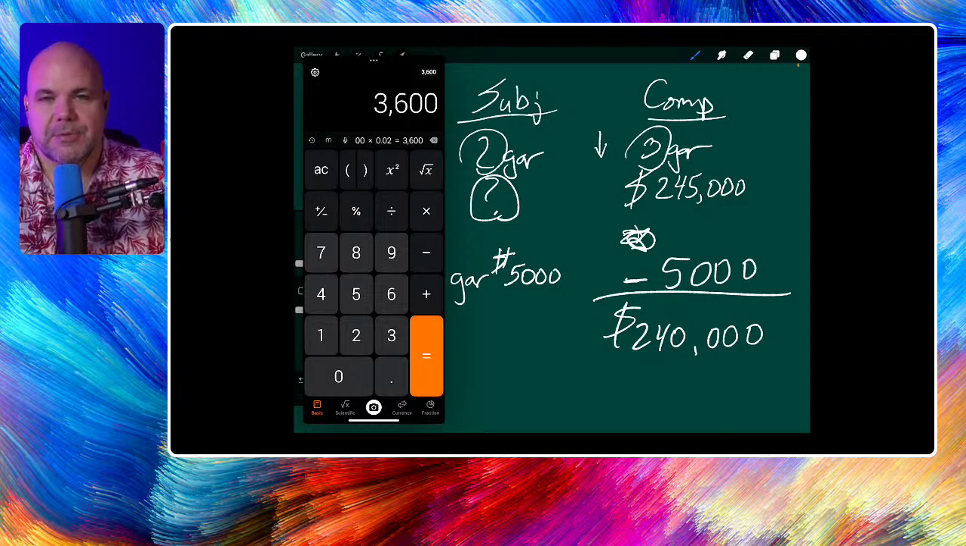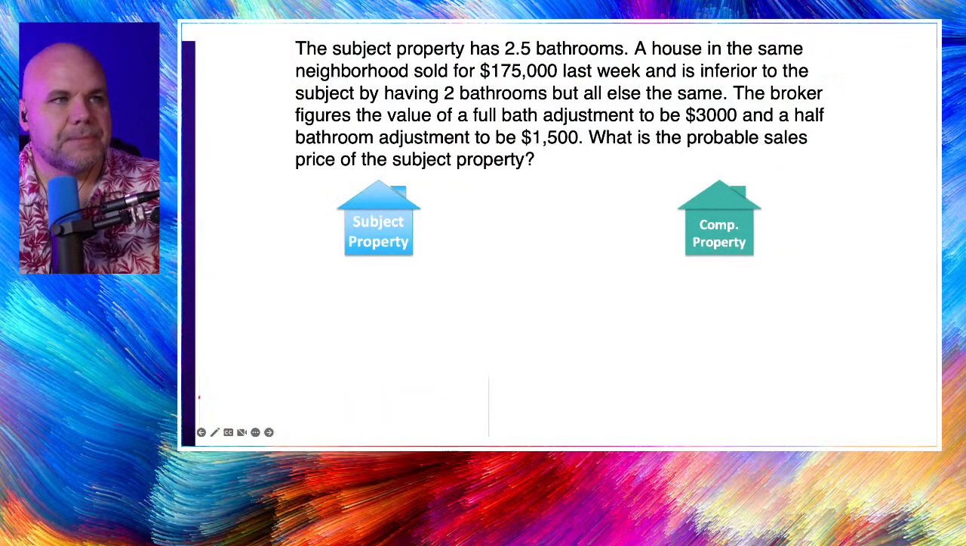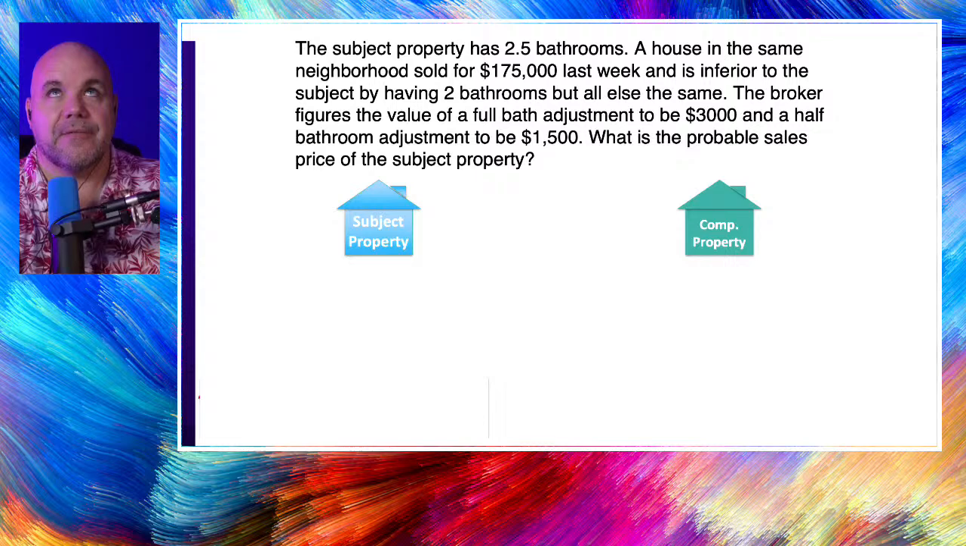Not bad. It's when there's a laundry list and it's not just the garage, but also a fireplace and a bathroom and a square footage. And that's what some of those problems in the back of the chapter bring up that I think get a little confusing. Let's look at this one. Subject property has 2.5 bathrooms. A house in the same neighborhood sold for $175,000 last week and is inferior to the subject because it has 2 bathrooms. Everything else is the same.